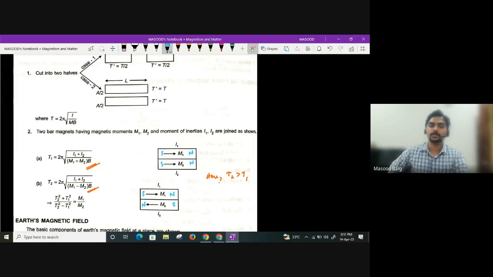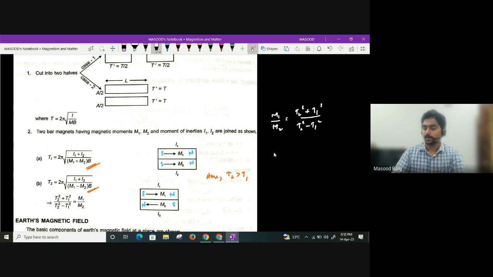Which time period will be greater? Second case, where unlike poles are connected together, time period will be greater. So let us say if time periods are given, they will ask you to find the ratio of magnetic dipole moments, guys. So basically it is given as T2 square plus T1 square divided by T2 square minus T1 square. What I'll do, I'll take T2 common, guys. So if I take T2 common, what will I get? M1 by M2, you will get it as 1 plus (T1 by T2) whole square divided by 1 minus (T1 by T2) whole square.